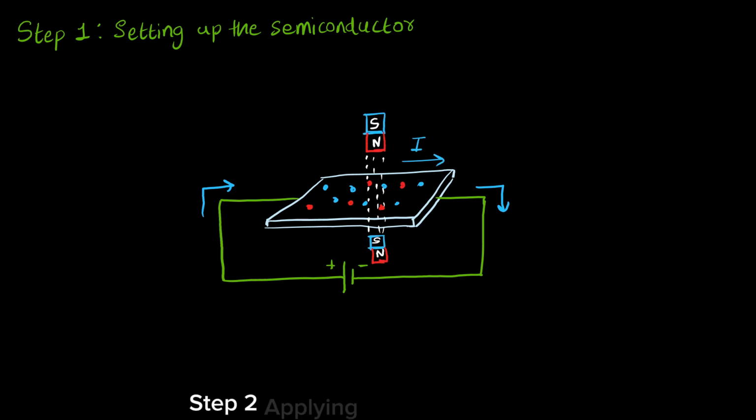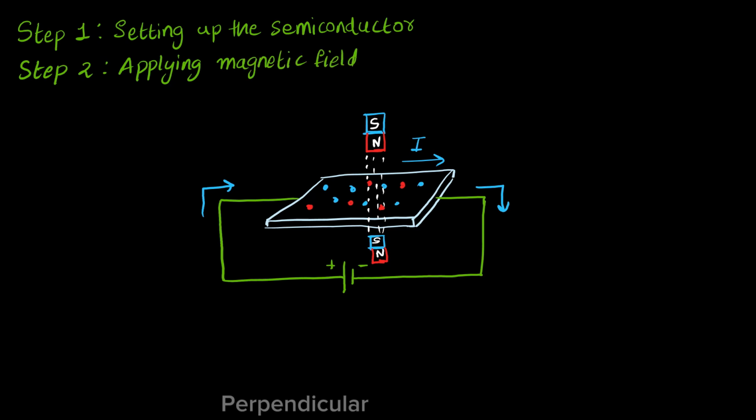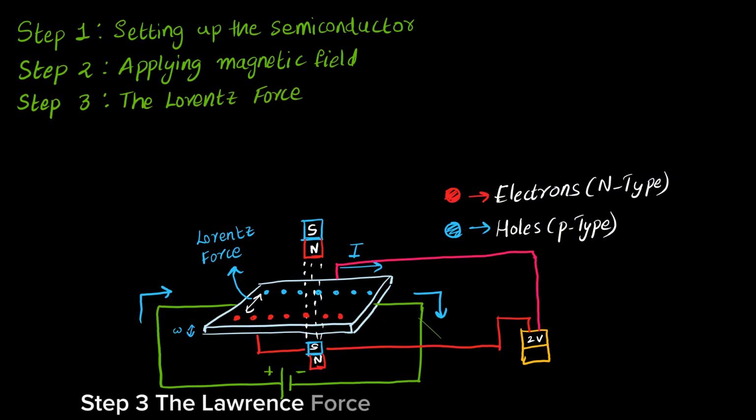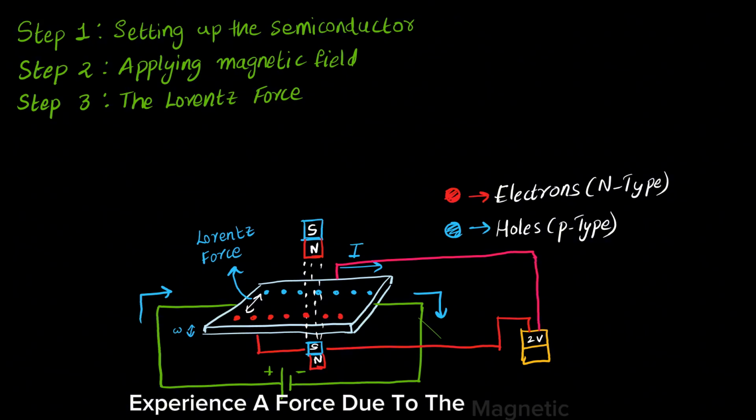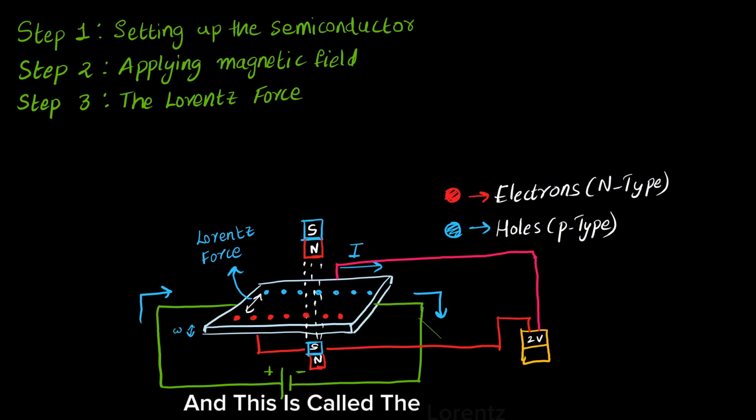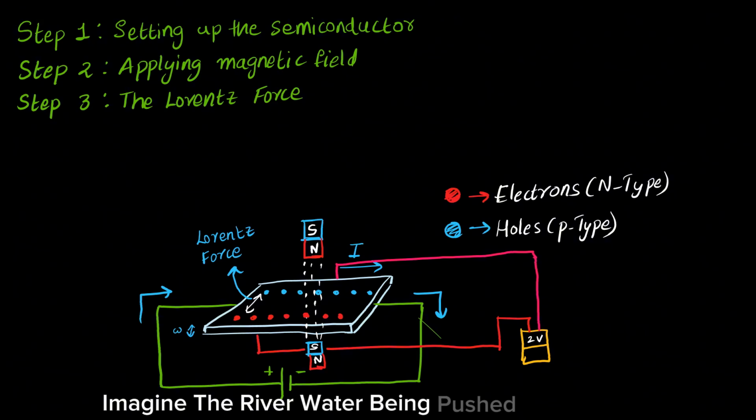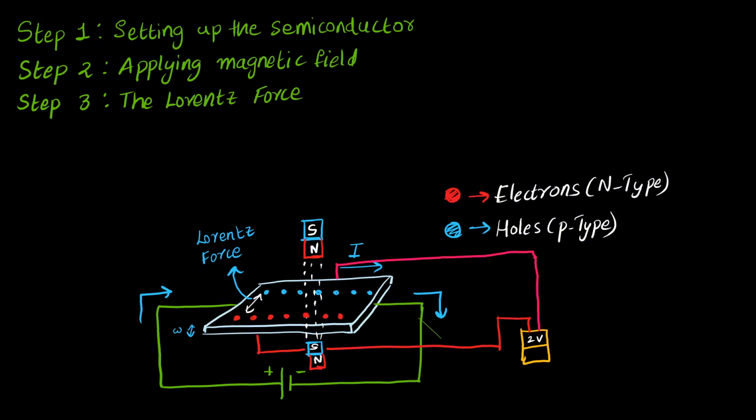Step 2. Applying the magnetic field. Now, place a magnet so that its magnetic field points straight down through the semiconductor, perpendicular to the current. Step 3. The Lorentz force. The moving charge carriers, electrons in N-type, holes in P-type, experience a force due to the magnetic field, and this is called the Lorentz force. This force pushes the carriers sideways. Imagine the river water being pushed to one side by the wind.